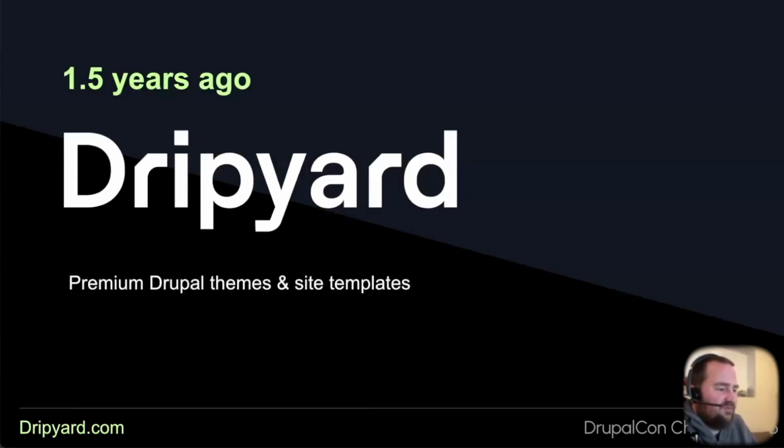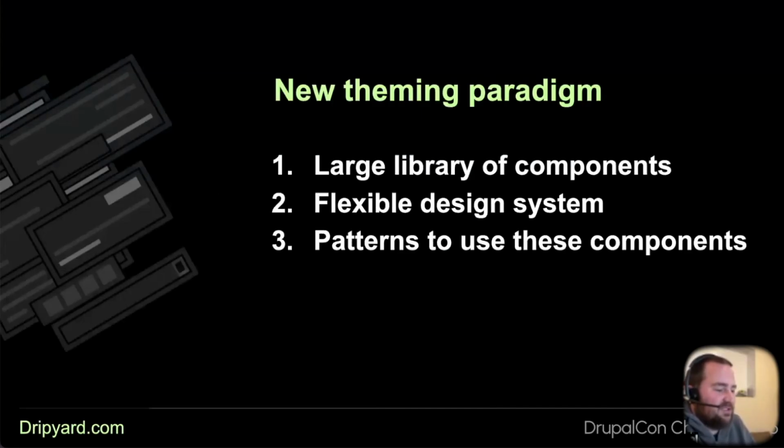About a year and a half ago, I started a company called Dripyard with a good friend of mine, Andy Giles, to sell premium themes and eventually site templates. We're embracing this new theming paradigm. Instead of a traditional theme, we want to include a large library of components tied together with a flexible design system. We can even ship patterns to use these components to make it easy for our editors to drag and drop these.